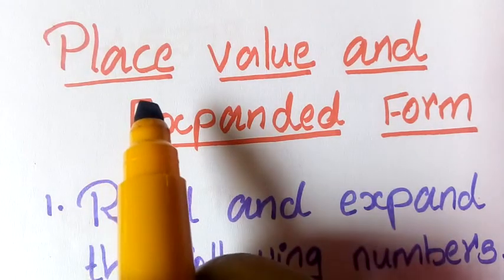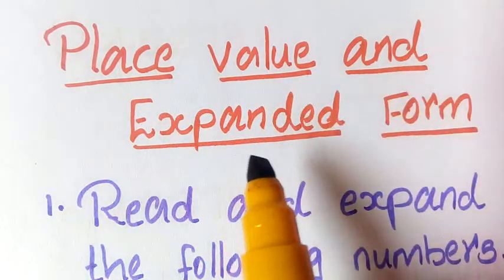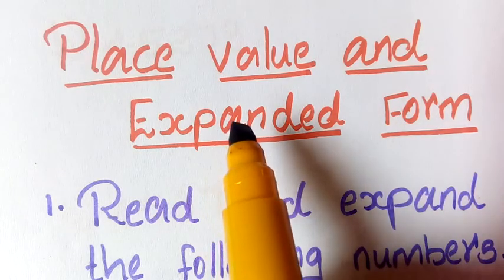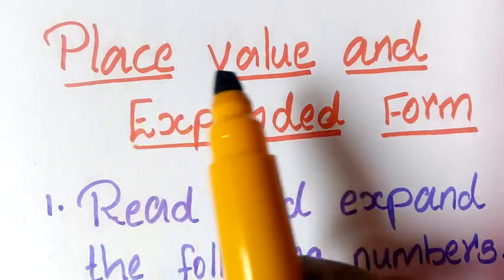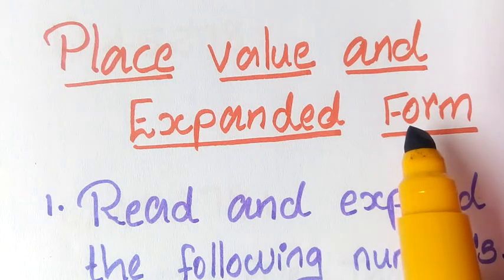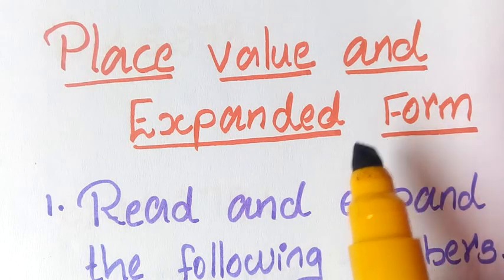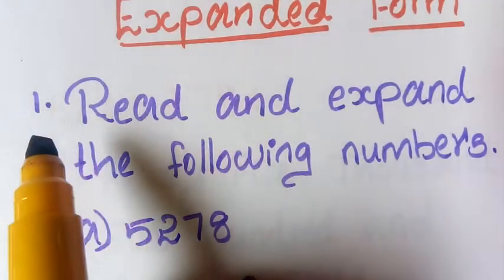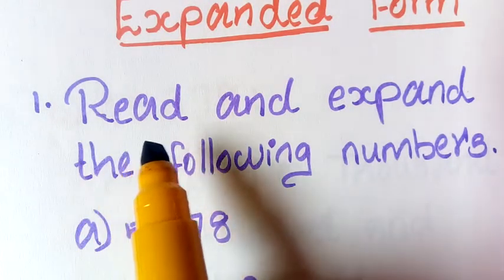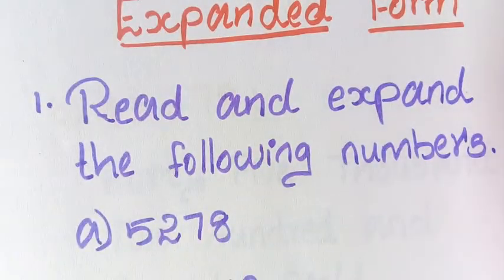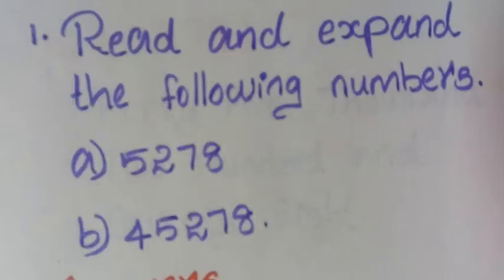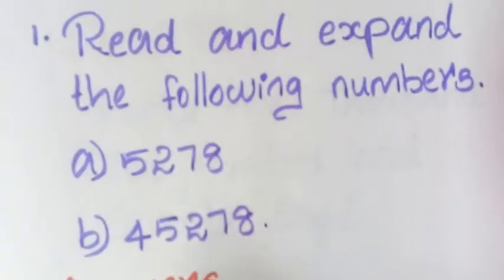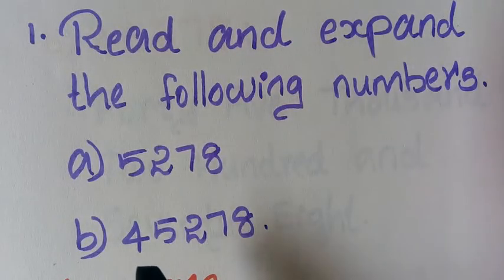The next topic is place value and expanded form. In earlier classes, you have already learned about place value and expanded form. Let us recall it. Okay. First question. Read and expand the following numbers. So first you need to read the numbers. After that you need to expand the numbers.